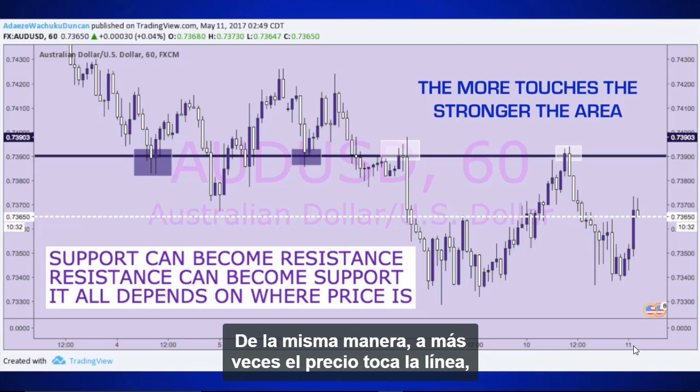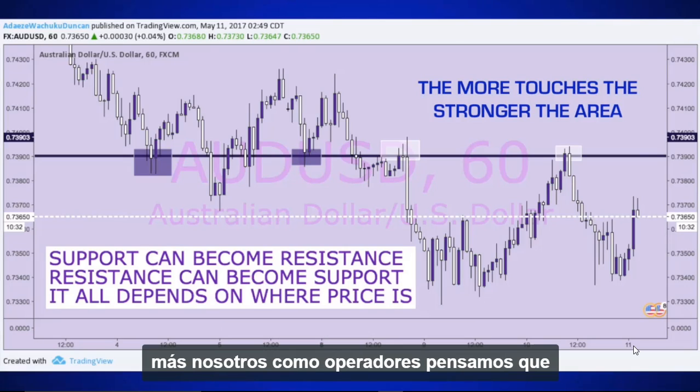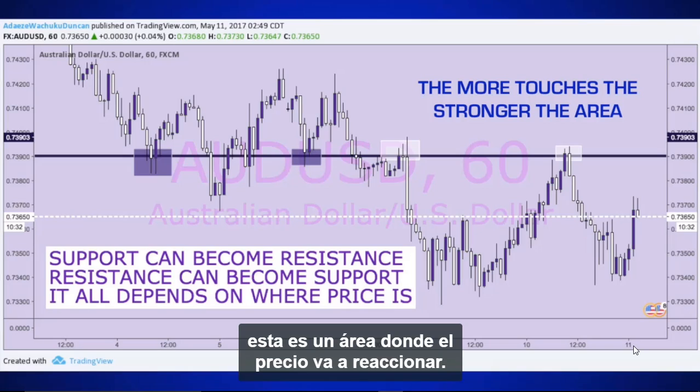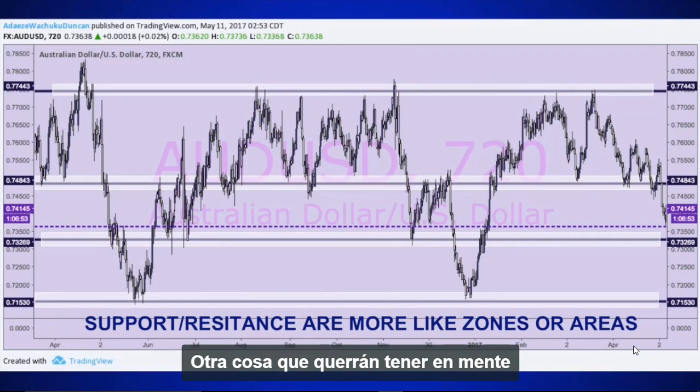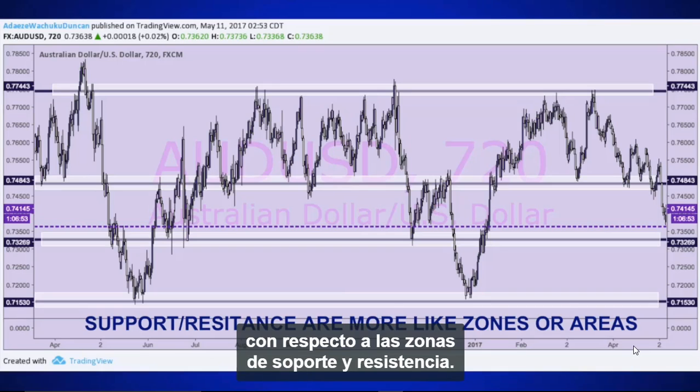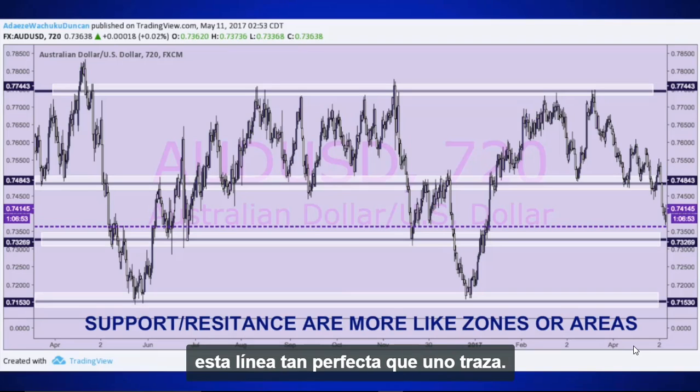In the same way, the more times price touches the line, the more we as traders think that this is an area where price is going to react. I hope that makes sense. Something else you want to keep in mind in regards to support and resistance zones. I want you to know that they're not like this perfect little line that you draw where price has to come and touch this perfect little line. They're more like zones or broad areas.